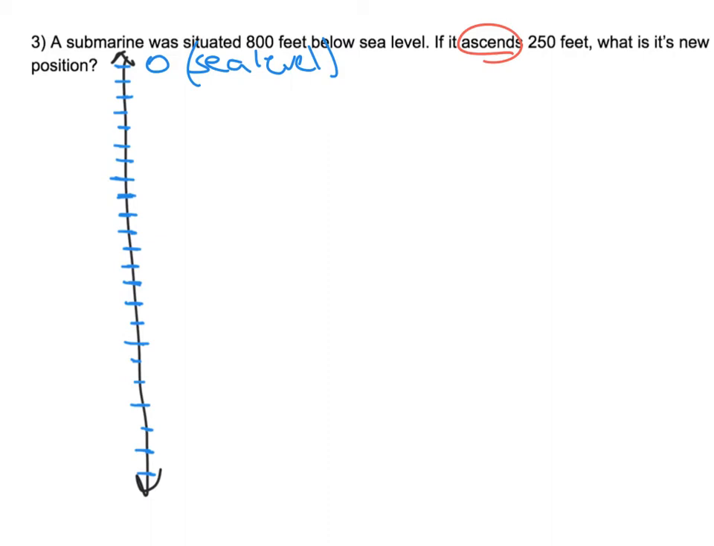Now, let's count 800 feet deep. And we're going to count by 50s here. Oh, sorry. So that'll be negative 100. This will be negative 150, negative 200. Negative 250.